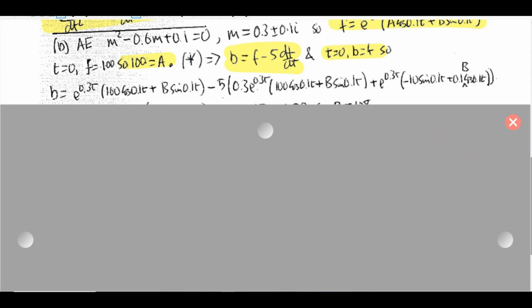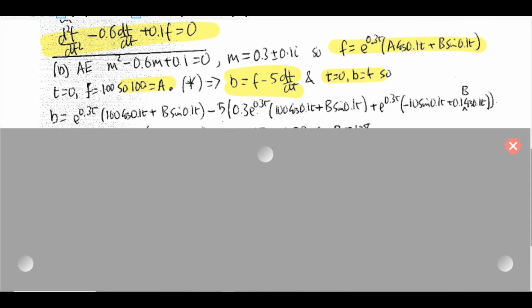Now, df by dt is a little bit of a nightmare. You're going to have to differentiate that expression there, which is a product of two things, so you need to use the product rule. What I've done is, if u is e to the 0.3t, then du by dt is 0.3 e to the 0.3t, times v, which is 100 cos 0.1t plus b sine 0.1t, plus u times dv, which is that. So I've subbed in a is 100 and differentiated inside of the bracket.